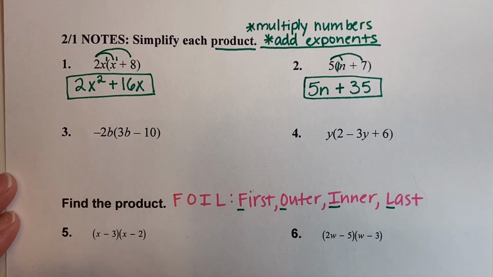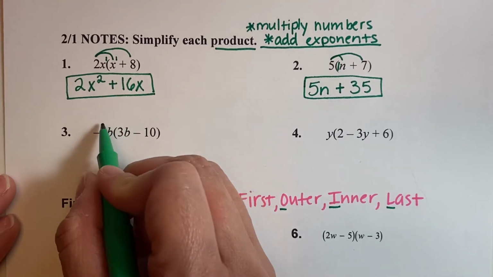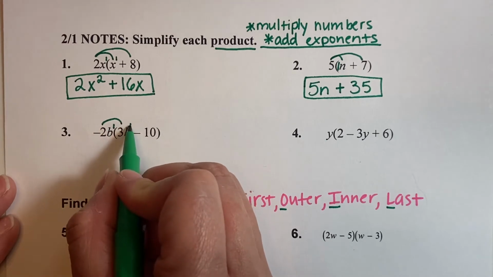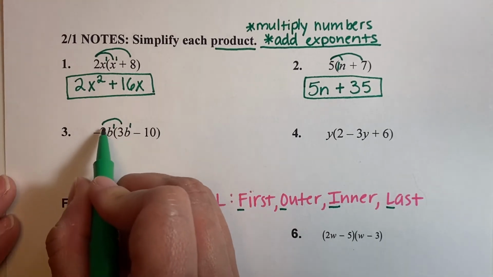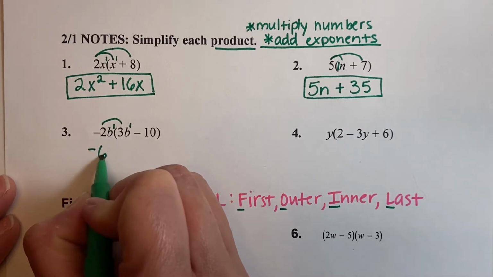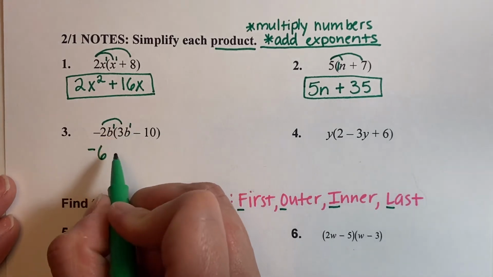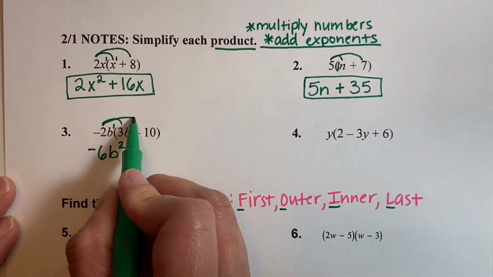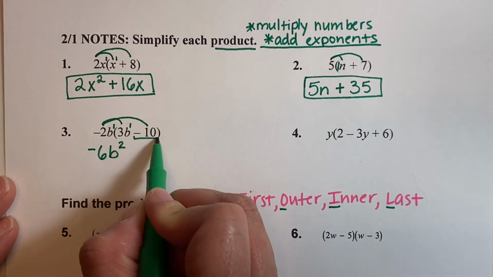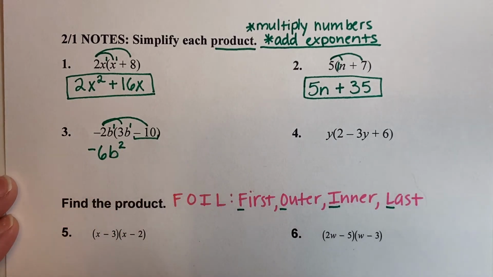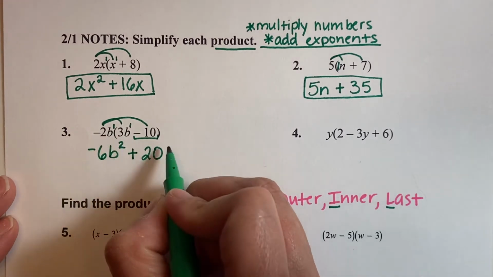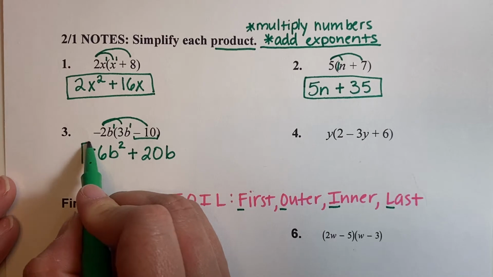Example number 3, you have -2b(3b - 10). You're going to multiply negative 2 with positive 3, and you're going to be adding the exponents for b. So negative 2 times positive 3 is negative 6. For b, you're adding the exponents, so it's b squared. Next, you're going to take negative 2 and multiply it with a negative 10. Make sure you're checking the sign. Negative times a negative is a positive. 2 times 10 is 20, and b will be right at the end.